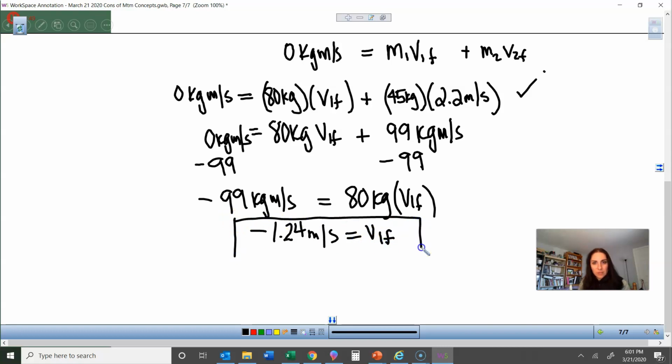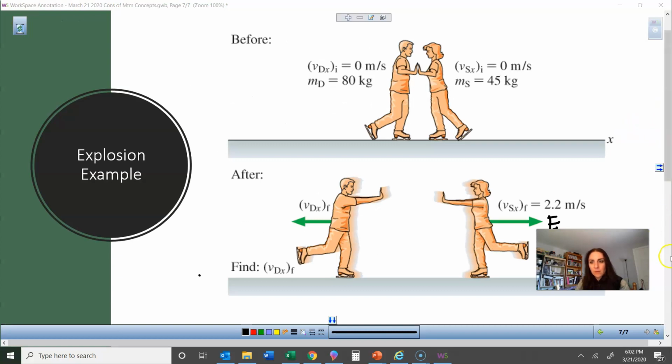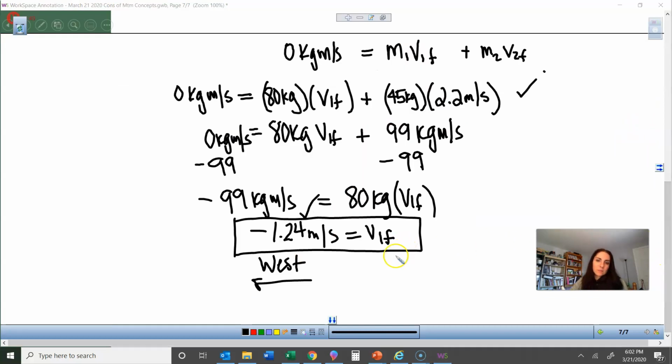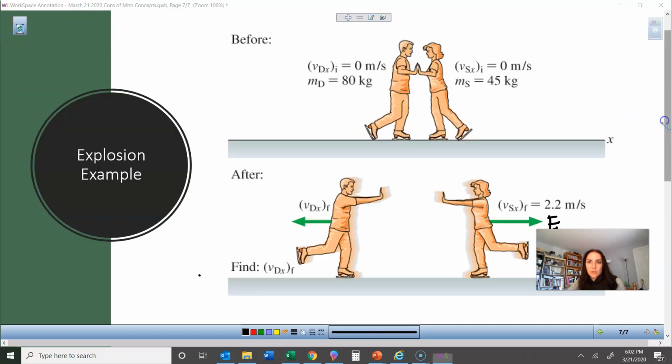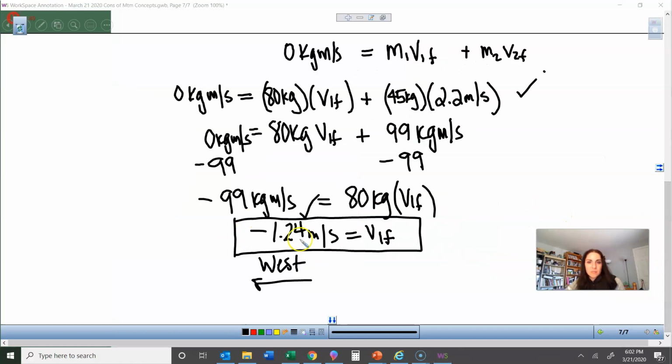Okay, so I always check my answer. It's good that it's negative because the person is moving west. The arrow is pointing that way. Very good. And let's see, 1.2, that seems about right. This person's heavier, so they're going to go slower. So that makes sense to me. So very good. Everything checks out with that. So that's how you can solve an explosion question.